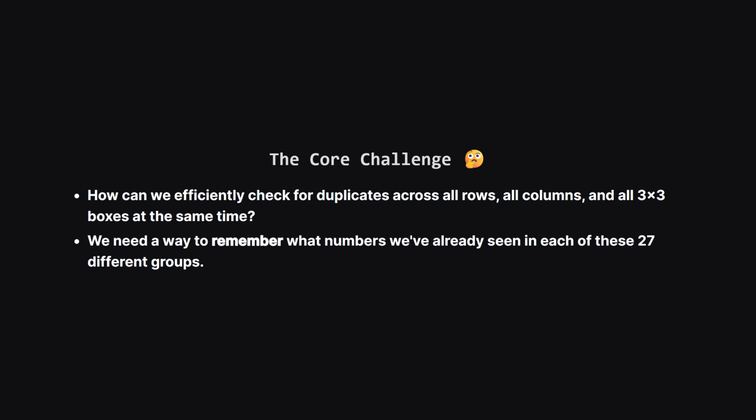So the real challenge is figuring out an organized way to check all 3 rules as we look at the board. We could check all the rows first, then all the columns, then all the boxes, but that feels a bit repetitive. A better way would be to check all 3 rules for a single cell at once. To do that, we need a way to remember what we've already seen.